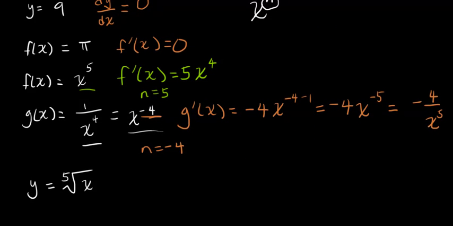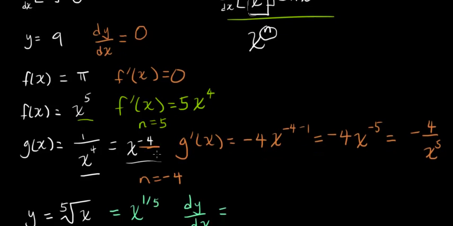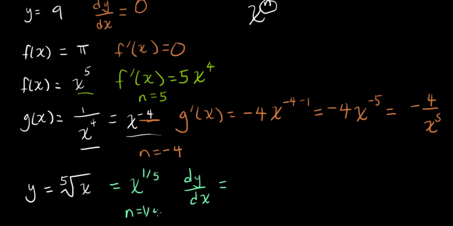y is equal to the 5th root of x. Well, we're going to start by rewriting this in the form of x to the nth power. In this case, the 5th root is the same thing as the 1 over 5th power. So we're going to rewrite this as x to the 1 over 5. Now, how can we find dy/dx? Well, in this case, we can use the power rule once again. In this case, n is 1/5.